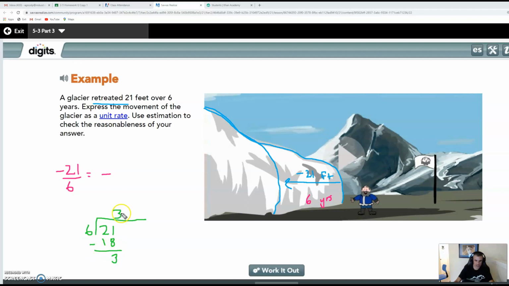All right, so 3 and 3/6. That's my answer, right? This is the whole number, and this is the numerator of the fraction, and then I always use the same denominator. So this is how much we lose in 1 year. Now, if I were to type this into the computer on the homework, it's going to mark it wrong because 3/6 is not simplified. This is equal to negative 3. My whole number stays the same. Well, 3/6 is 1/2. So this glacier is retreating 3 and 1/2 feet per year.